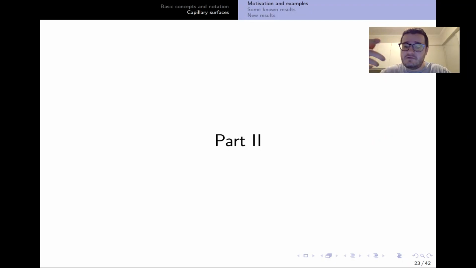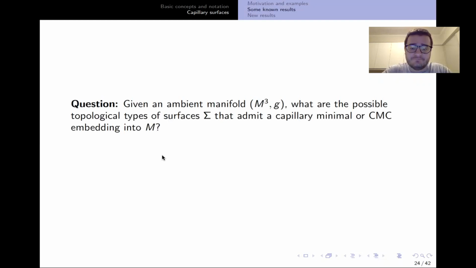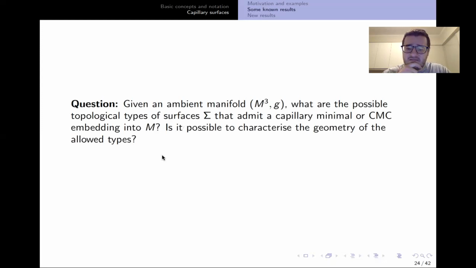So in this part, we're going to see some old and new results on the theory of capillary surfaces. Let me start with a very basic and interesting question. Suppose we are given a fixed Riemannian three-manifold M with a given metric, which gives the geometry of M. And we are asking, what are the possible topological types of surfaces, sigma, that admit a capillary minimal or CMC embedding into M? This is a very reasonable question to ask. And another question is if it's possible to characterize the geometry of the allowed types, namely, if we admit a capillary minimal or CMC embedding, what is the geometry of such embeddings?